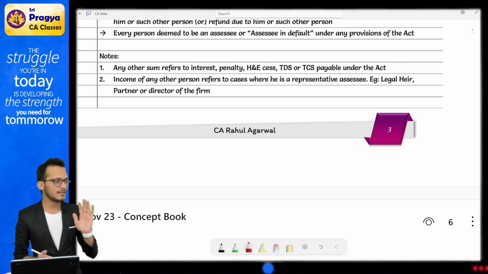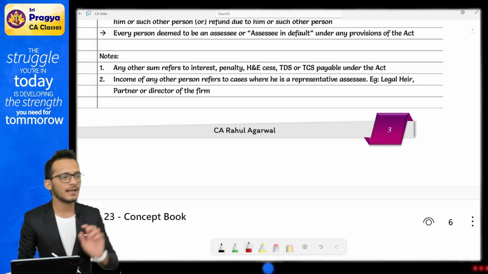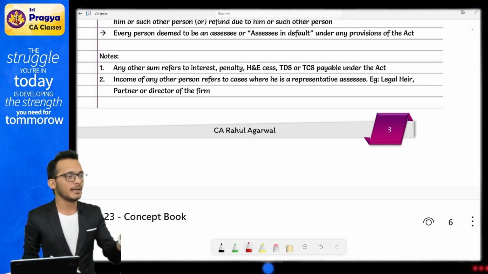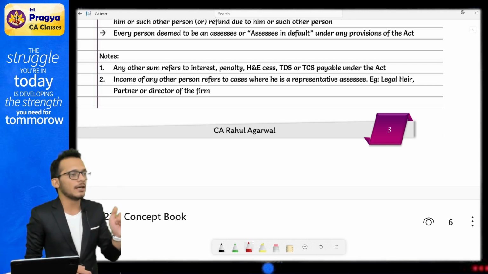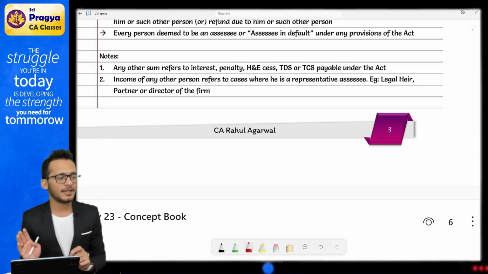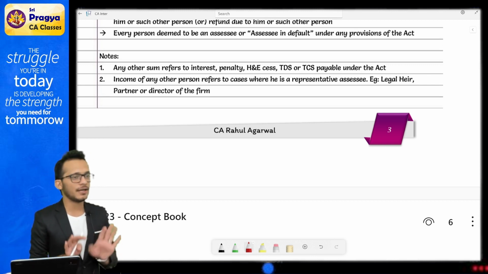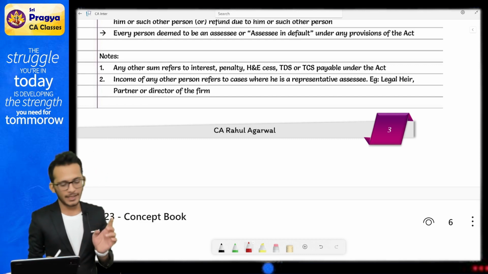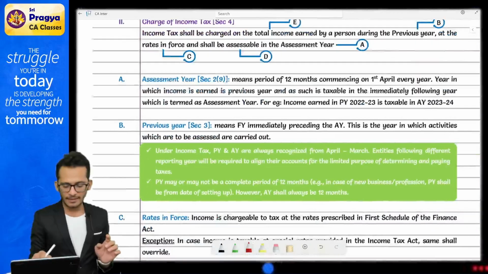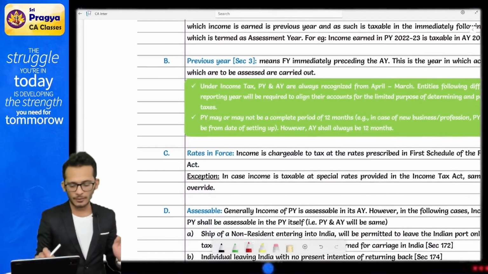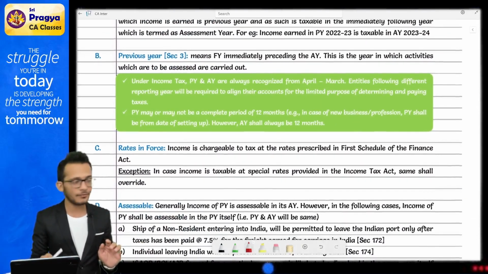Then comes the charging section of the whole Income Tax Act, which says every assessee is liable to pay income tax at the rates in force for the income earned in the previous year, in the assessment year. When they use the word previous year, for your exams, previous year is 22-23 and assessment year is 23-24. Assessment year is always for 12 months, but previous year may or may not be for 12 months.